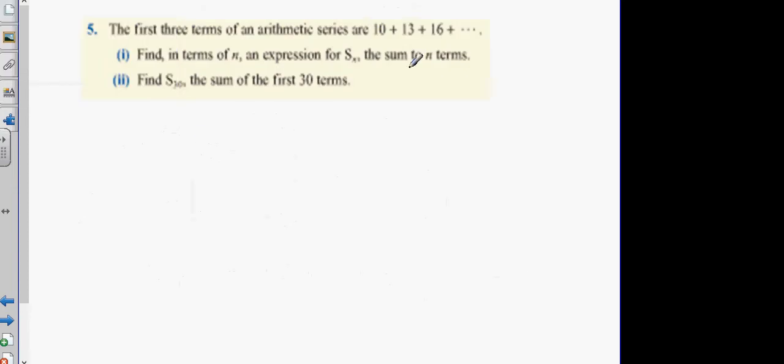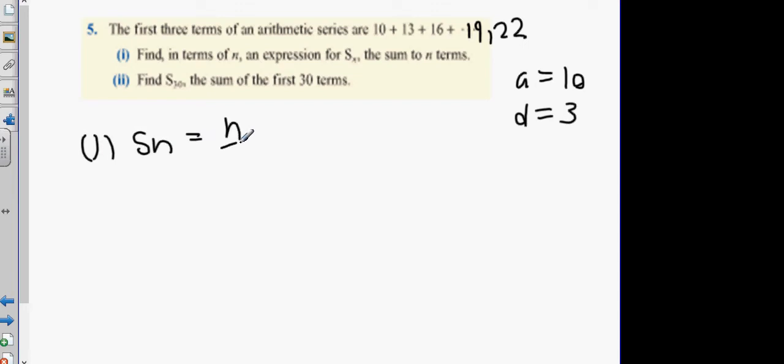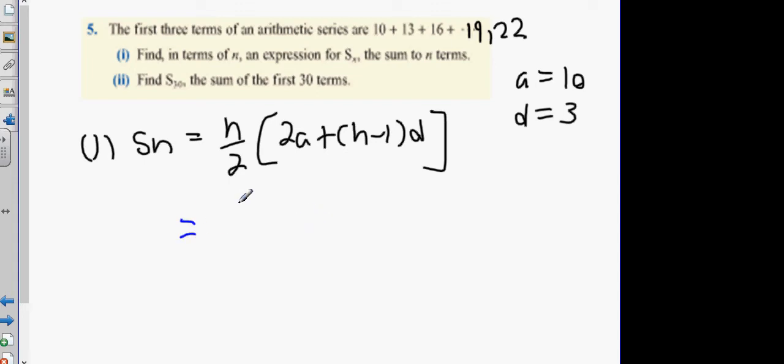Now, this one here, you see it goes 10, 13, 16, 19, 22, okay? The first term is 10, the common difference is 3. Find in terms of n an expression for Sn. You write down your Sn formula, n over 2 into 2a plus n minus 1 times d, okay? And then what you get is n over 2, 2 times a is 20, plus n minus 1 times d. So d is 3, so it's going to be 3n minus 3.